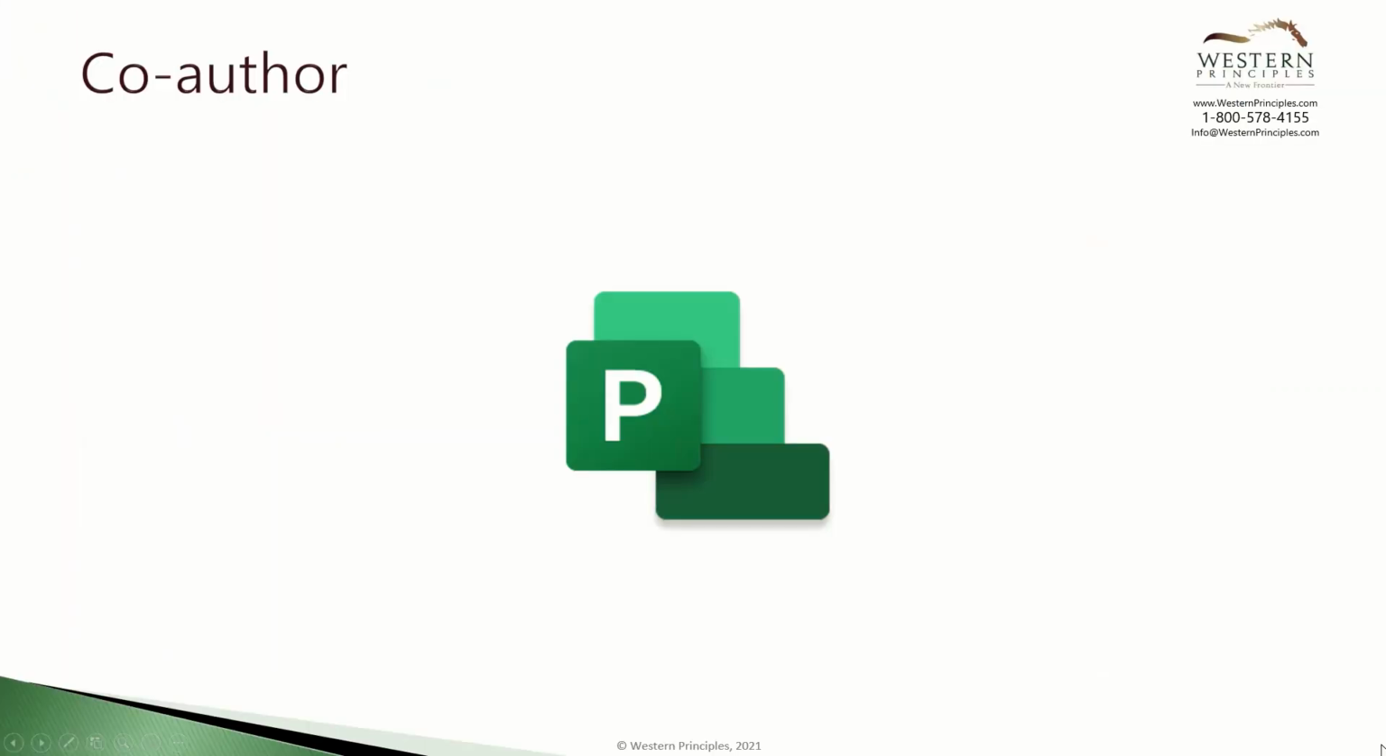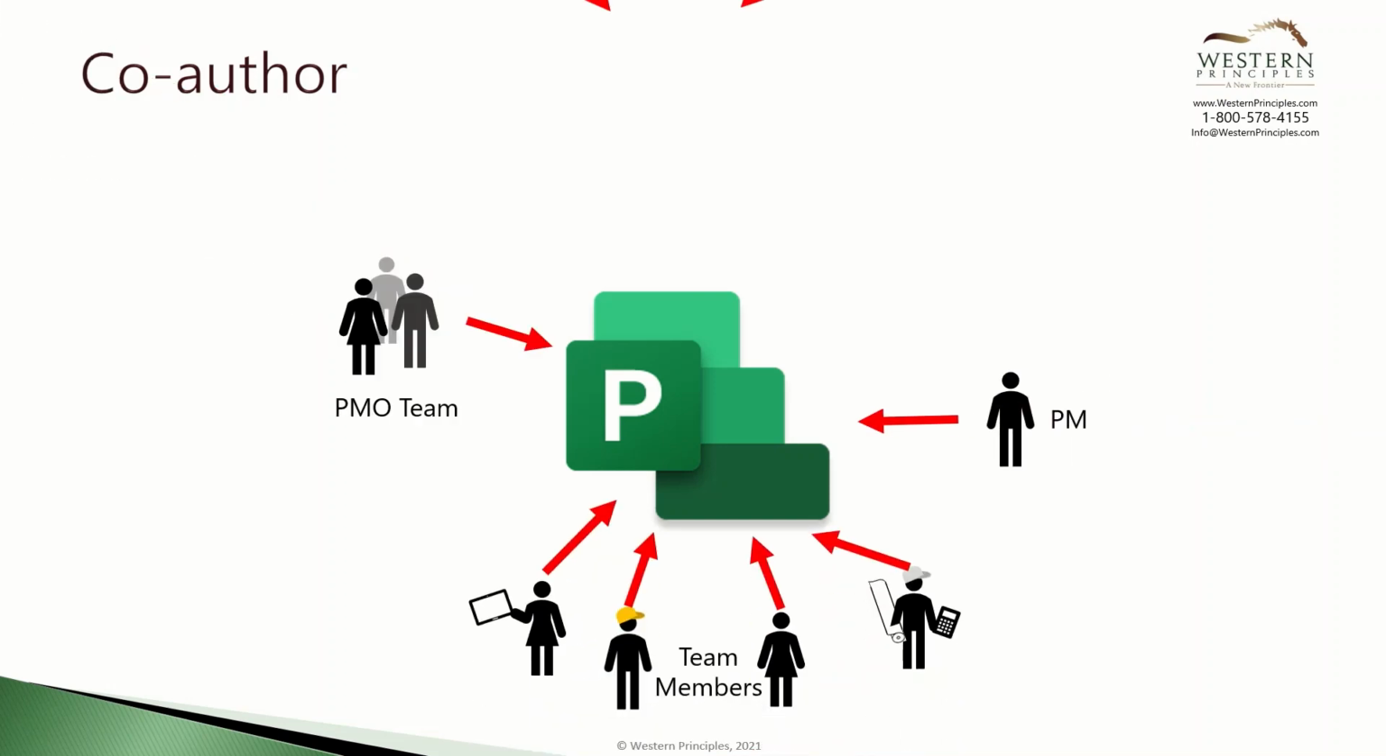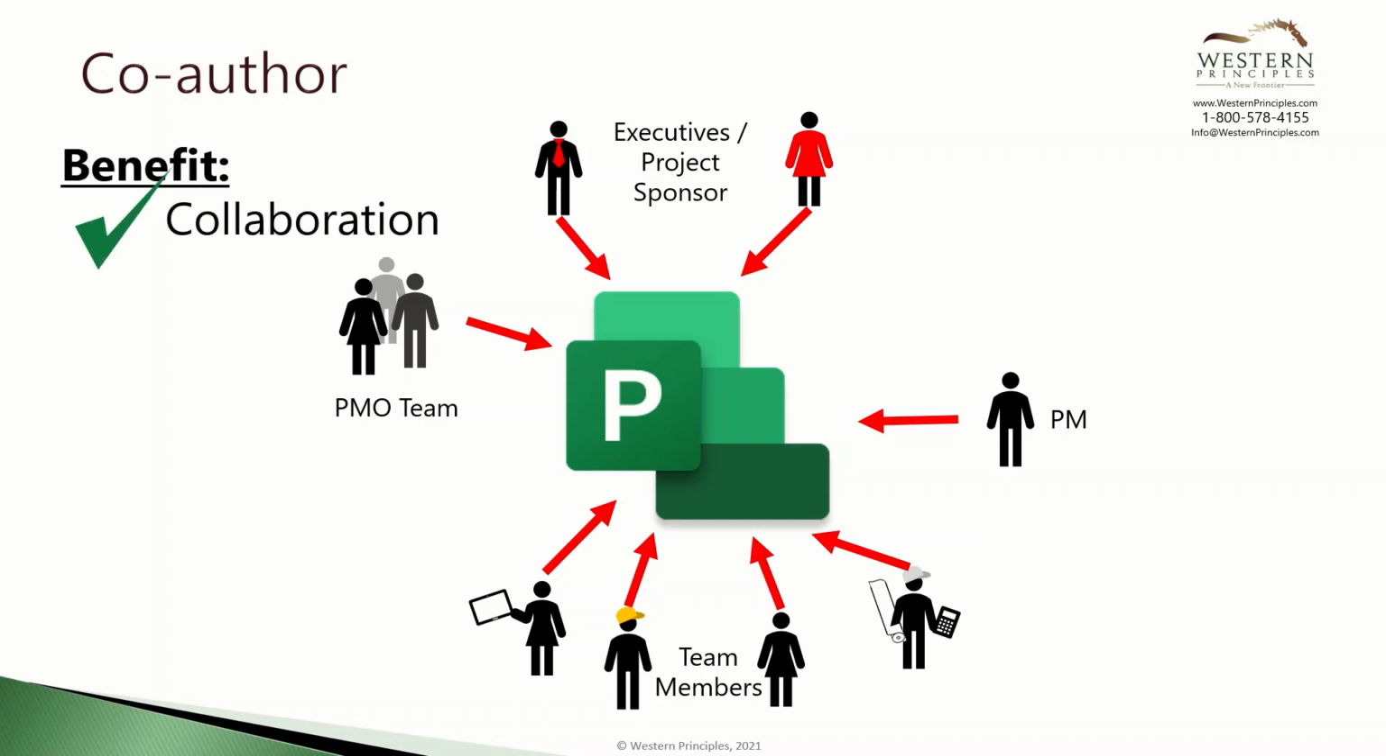Co-authoring is another feature in Project for the Web. This is kind of cool depending on the type of project you're doing and who's on your project team. Normally, the project manager is the only person that works on the schedule. With Project for the Web, anyone on the project team can collaborate on the schedule and contribute to it, even simultaneously. This drives deeper project collaboration.